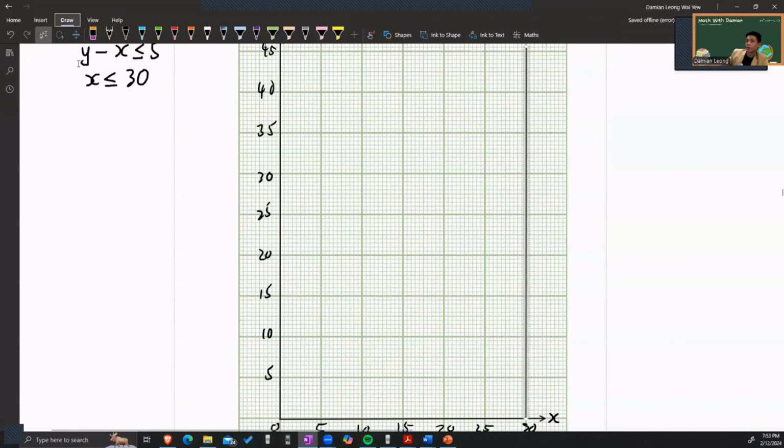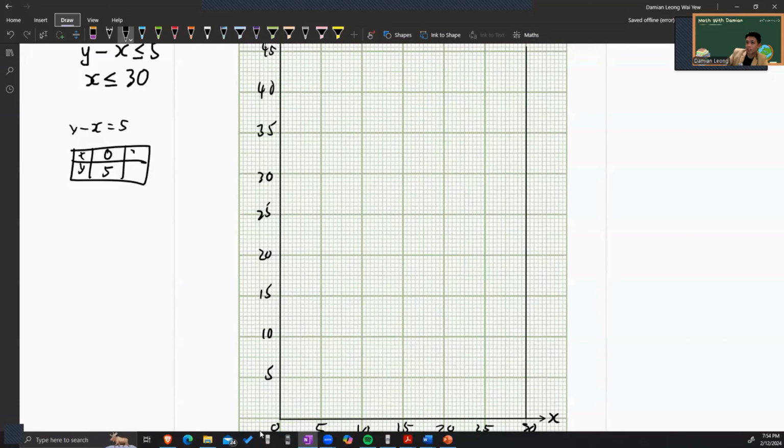Now y minus x equals 5. I just need any 2 points on the line. Make sure it fits inside the graph. So I can put x equals 0, y equals 5. But I don't want to put y equals 0, because then I get negative 5, which is outside of this. So no. We can put maybe another value of x.